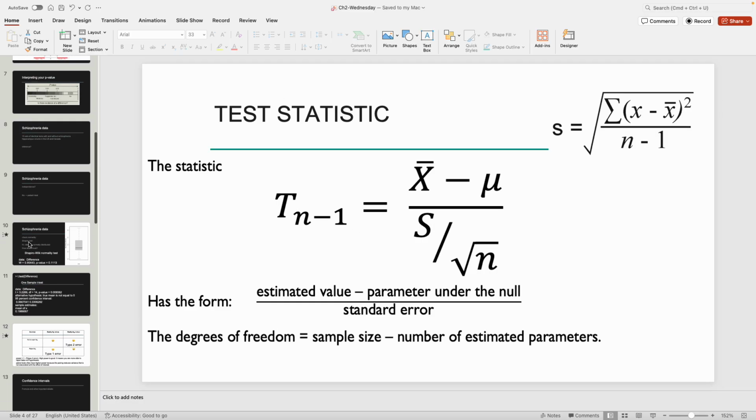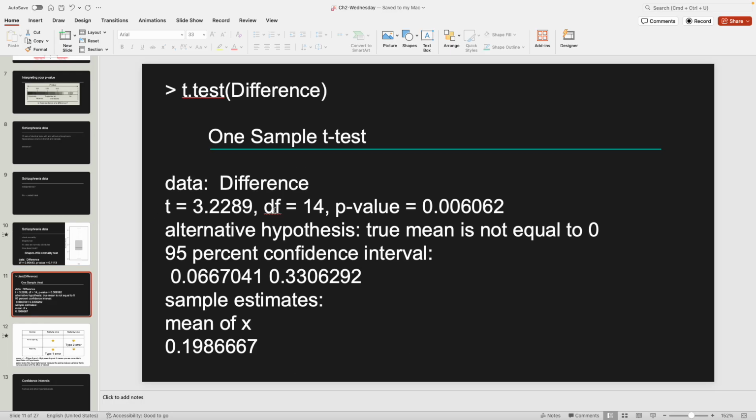Okay, so that's that t-statistic. There's 14 degrees of freedom, and it gives me a p-value of 0.006. This is less than 1%, so it means that there's less than a 1% chance of observing this difference in the data if the null hypothesis is true. I conclude that this is convincing evidence. The data is not consistent with the null hypothesis, and the difference is not due to random chance.